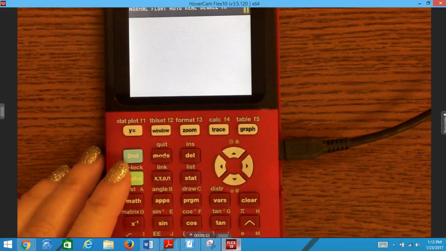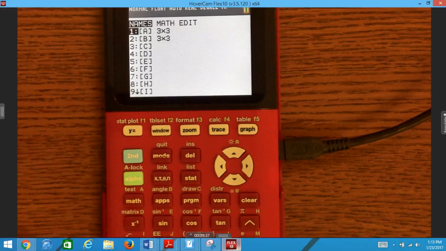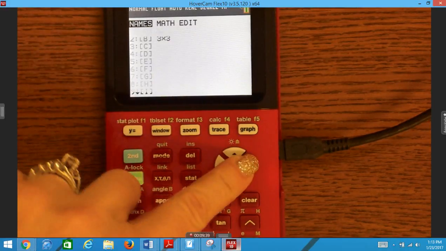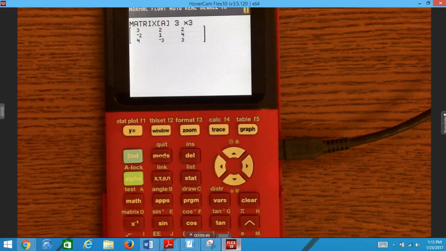So just to remind you how to input matrices, you go second matrix, you go over to edit. And it doesn't matter which matrix you want to put it in. I'm going to use A. So I'll hit enter for edit A. And it says what kind is it? Well, it's a 3 by 3. So 3 enter, 3 enter. And then I'll go through and type in my numbers. So go ahead and do that if you haven't done that yet.